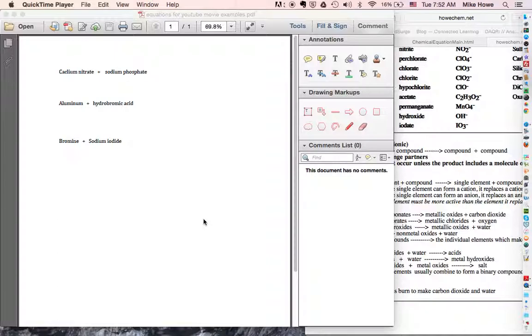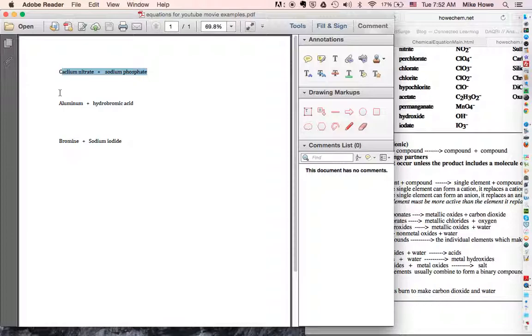This is a tutorial on how to write chemical equations for single and double replacement reactions. We're going to begin with double replacement reactions. So looking at this equation here, I made up a practice sheet for you. It looks like I misspelled calcium. So disregard the typo, and here we go.